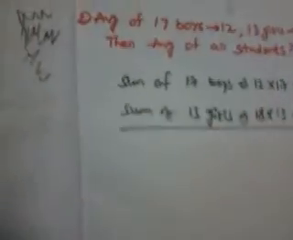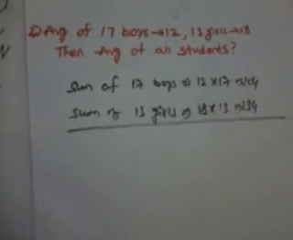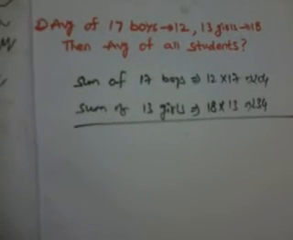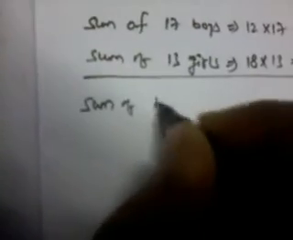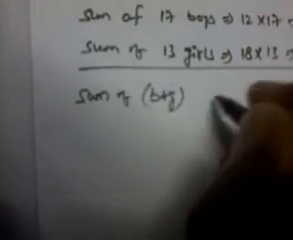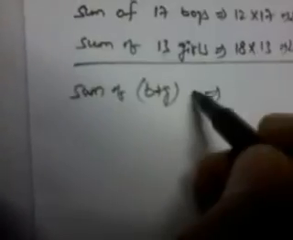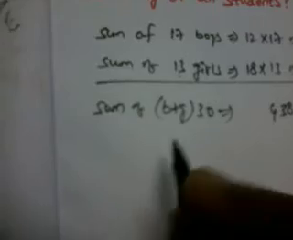What they asked is to find the average of all students. How can we get the average of all students? By summing the boys and girls, we get the students, right? Sum of boys plus girls: altogether we will have 30 students. By summing 204 and 234, we get 438.